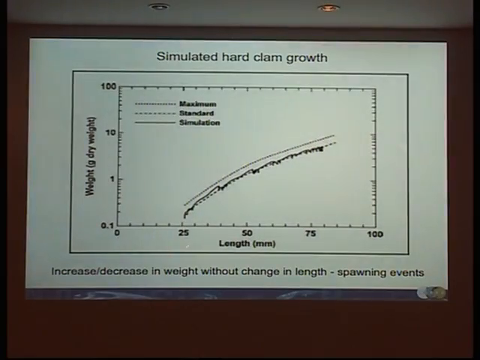So you can get an increase or decrease in weight without a corresponding change in length. And if you look at these kinds of things, these are the spawning events. This animal spawned right in here, that's a big spawning event. There was no corresponding change in length. And that's a big advance, I think, in how these kinds of models can be done.